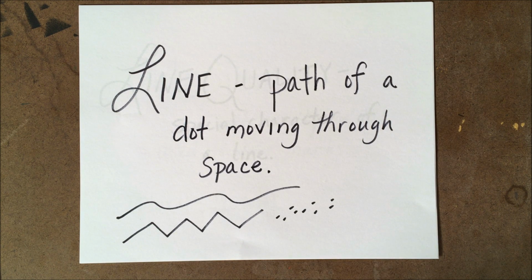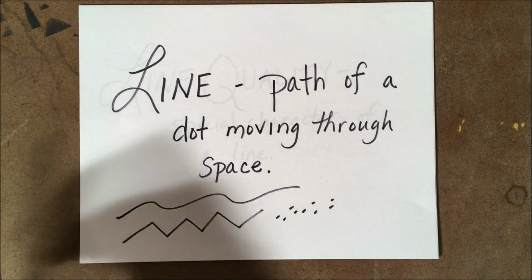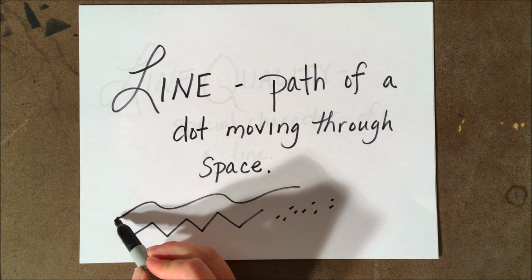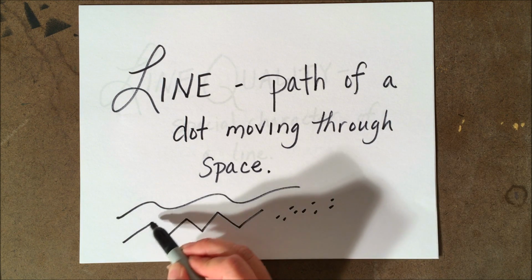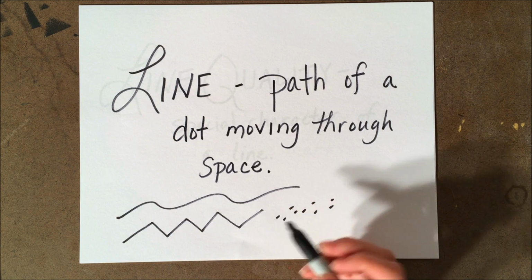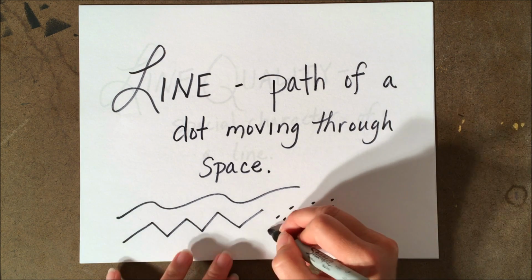Our first definition is about line. A line is a path of a dot moving through space. So we can have lines that are curvy and organic. We can have lines that are angular or geometric. We can also have lines that are made up of dots.